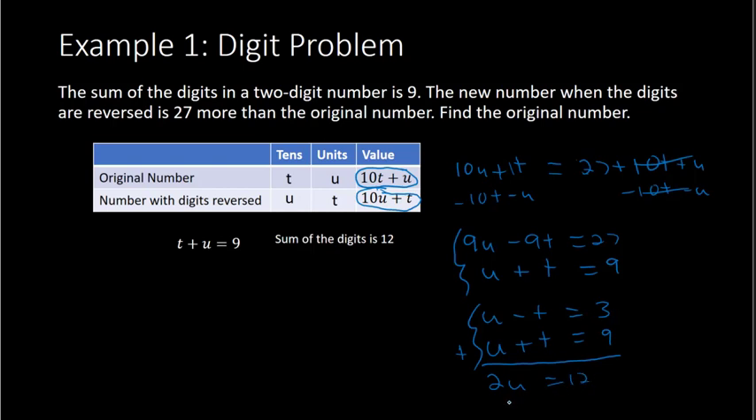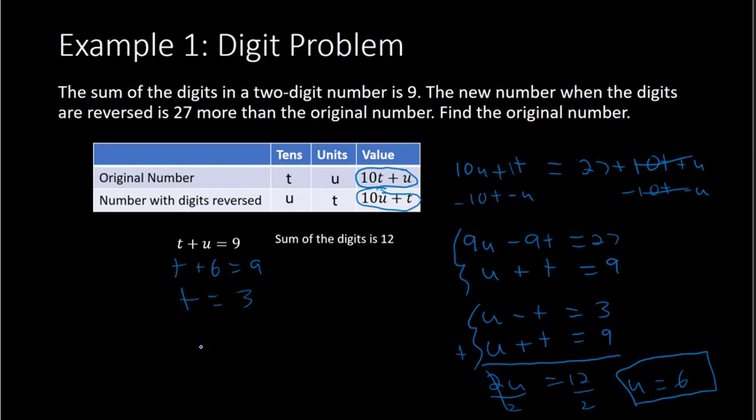So 2u is 12. Divide both sides by 2. U is 12 over 2, which would equal 6. So u is 6. That's the units place. I can plug that into either equation and solve for t. So looking back here at the t plus u equals 9, we said u is 6, so t plus 6 equals 9. So solve for t, subtract 6 from both sides, t would equal 3.